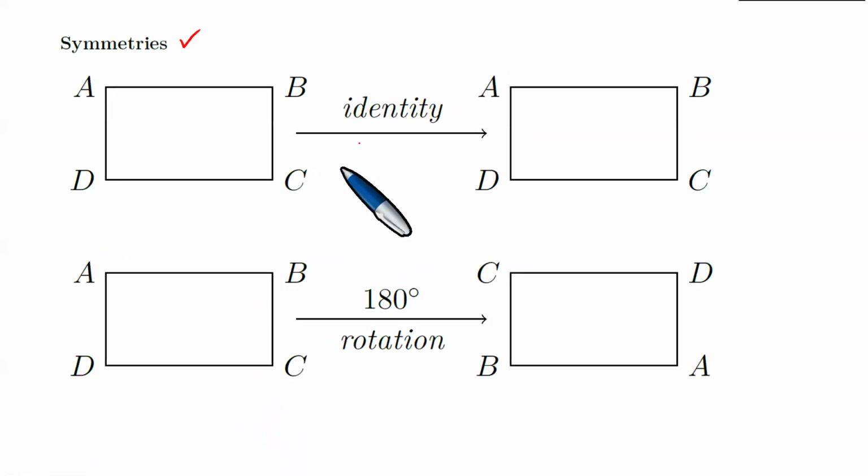So there is a rigid motion that is the identity. It maps this rectangle onto itself, so that in the end A goes to A, B to B, C to itself, and D to itself. So obviously this becomes the identity symmetry, or the identity rigid motion. Let's look at the 180-degree rotation.